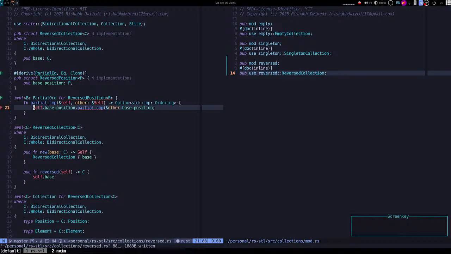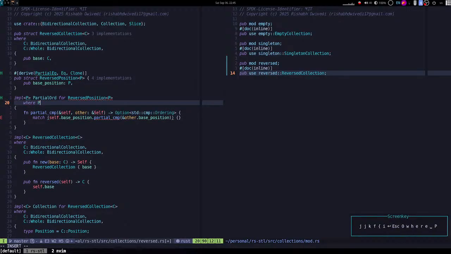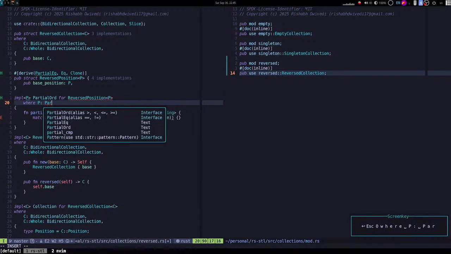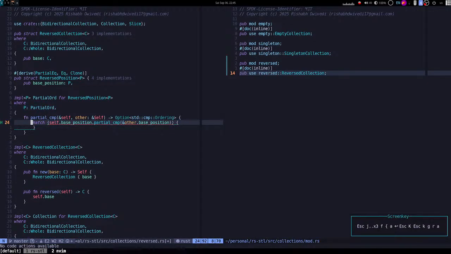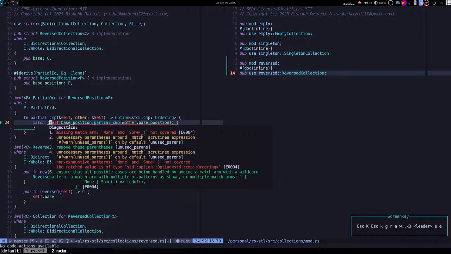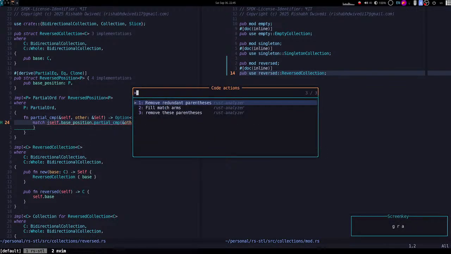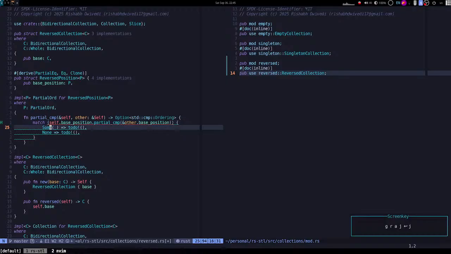So what I can do is some sort of pattern matching here. So I do a match, right? And here, where p is partial ordered, I do match, and yeah, a missing arm. I think it should fill the missing arm. None is basically none, so that's not a problem.